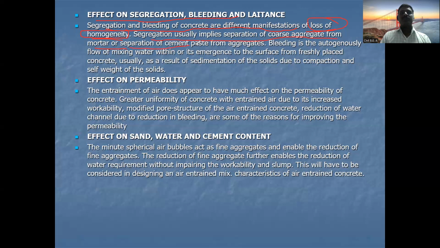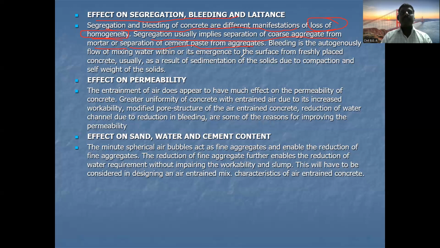Or separation of cement paste from the aggregate. Everyone knows about segregation. Segregation is nothing but the cement-water paste coming outside from the aggregates, so the aggregates are separated and the cement paste is separated. That is the separation process, and that we call segregation.